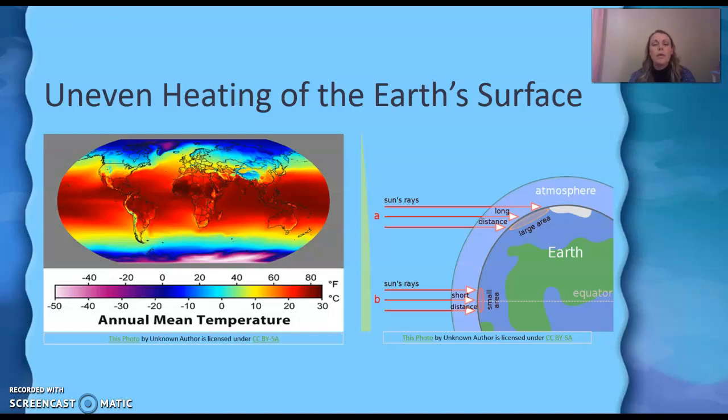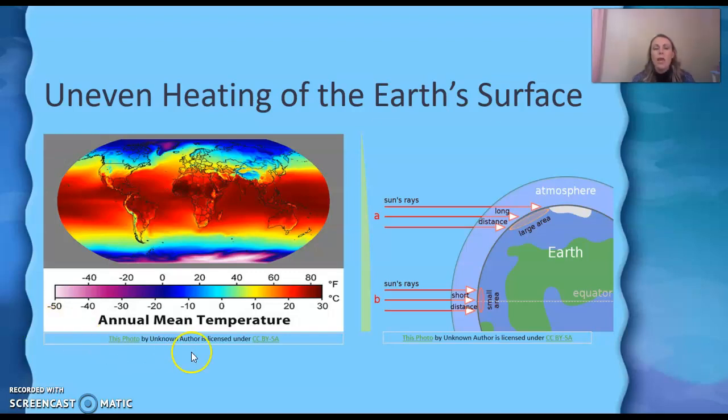Okay? And so in this picture with the red, the yellow, the blue, we see it's the annual mean temperature. As you can see, in the middle, near the equator, it is very warm water. Some of that is even up to 80 degrees Fahrenheit there, looking at the annual mean temperature bar. And then as you move towards the poles, the water tends to cool.